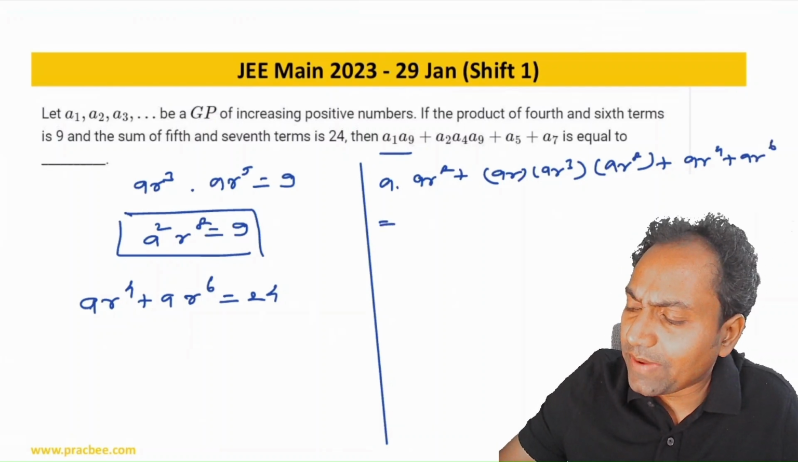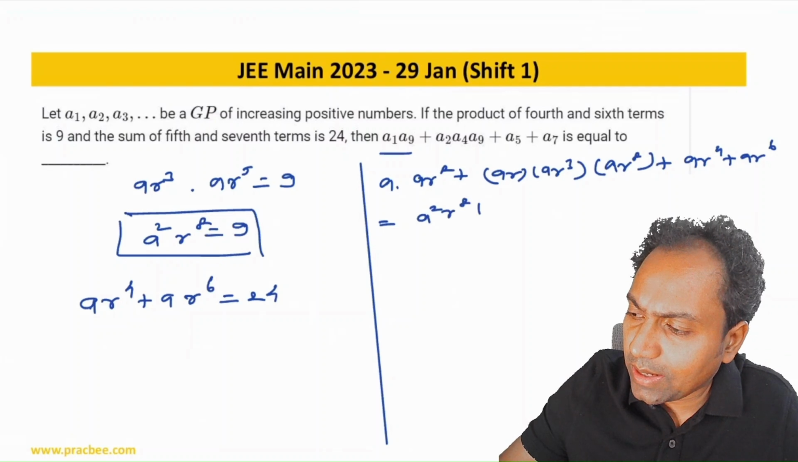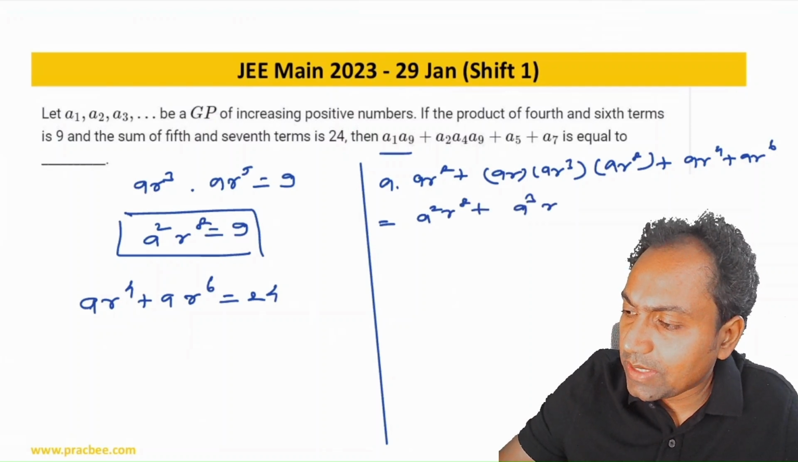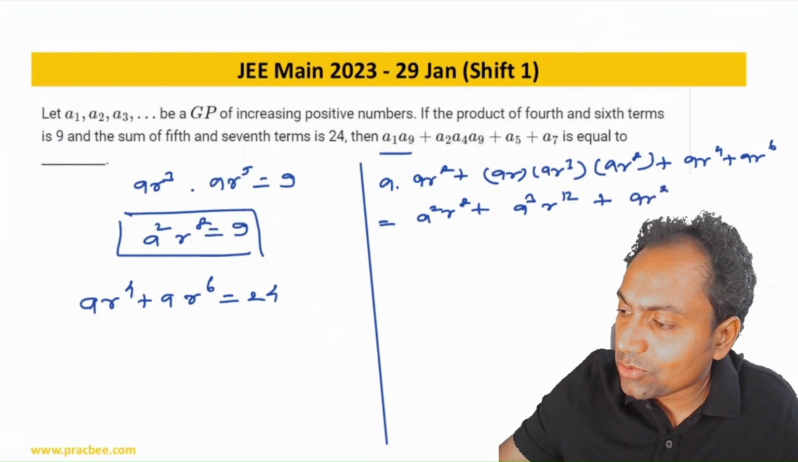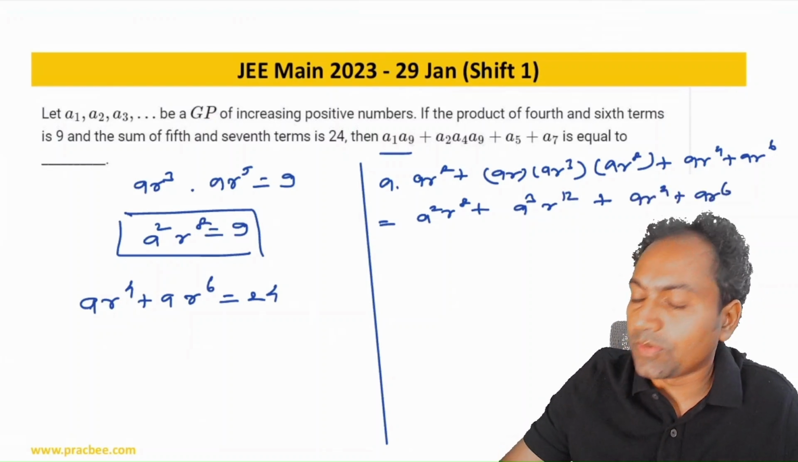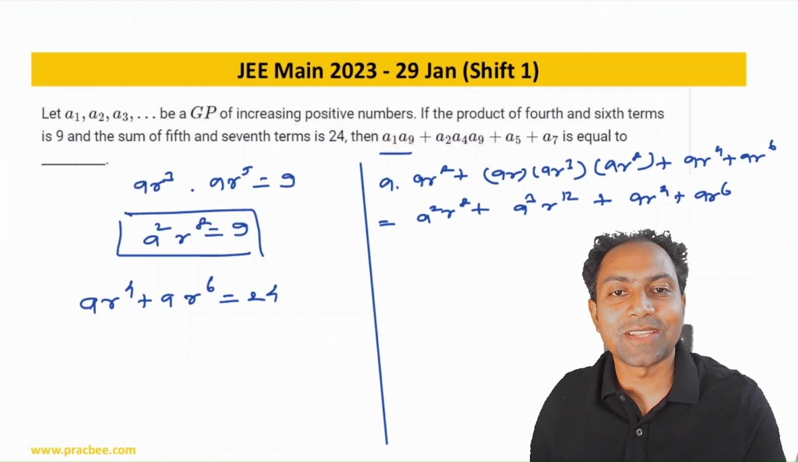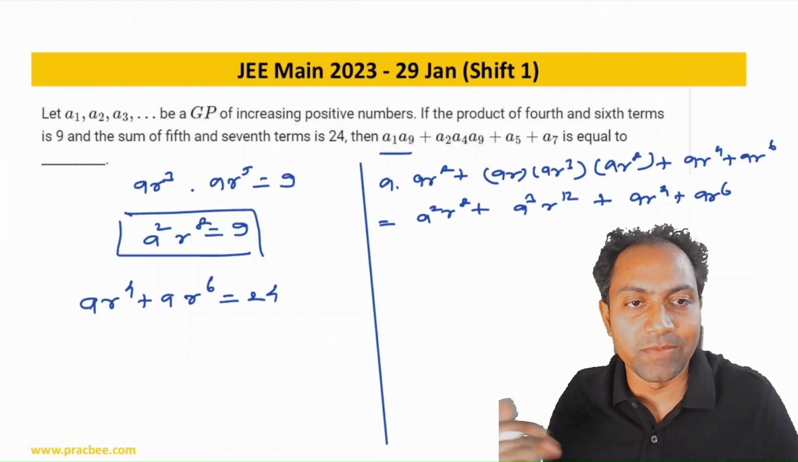If I simplify this, this becomes A square R raised to the power 8. This becomes A cube R raised to the power 12. The next becomes AR raised to the power 4 and the last becomes AR raised to the power 6. These are the information that are given and what has been asked of us.